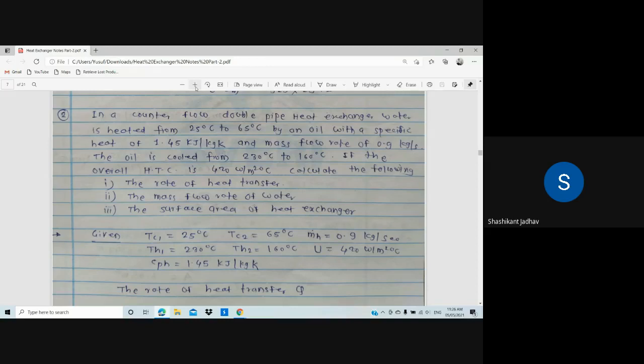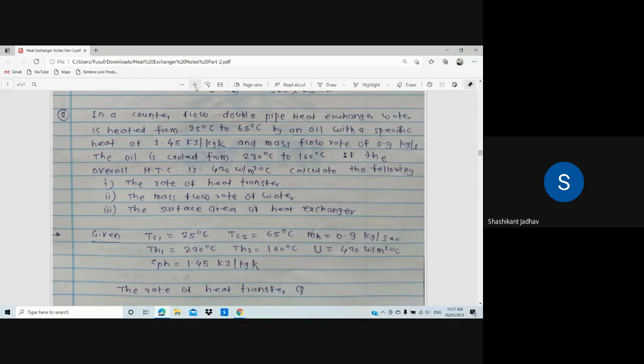Anyone get the answer? Those who have completed, put that answer in the chat box. Simple problem is there. We know the equation for the rate of heat transfer. Then we know the equations for the rate of heat transfer for the hot fluid and cold fluid. We have to equate that two equation. Then we get the value of m dot c. Okay. Then Q is equal to U into A into theta m. By using that, we have to calculate the area.